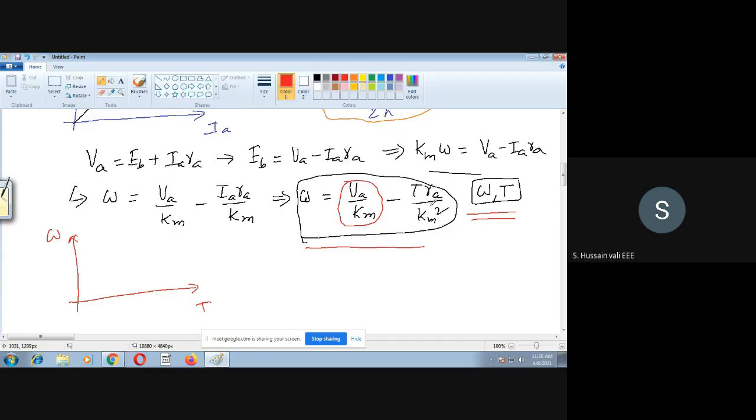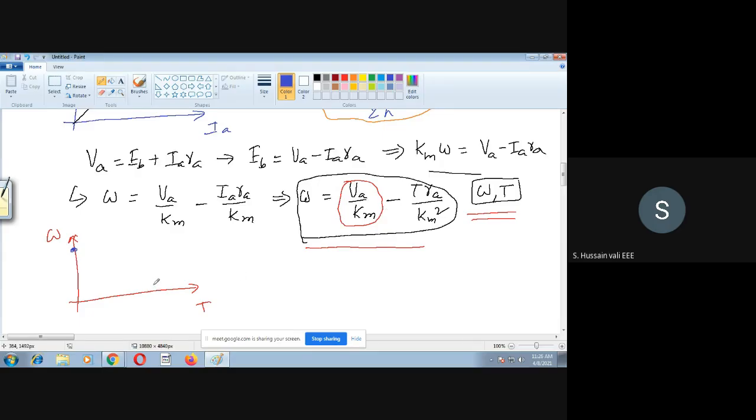Or else you just start with something. You take t is equal to 0. Then if you take t is equal to 0, you will get a value here. So that value I will draw here. I'm just drawing the graph for this equation. This is a straight line. Why am I saying it's a straight line? Because everything is constant except omega and t. And you see the relationship, it's a linear relationship.